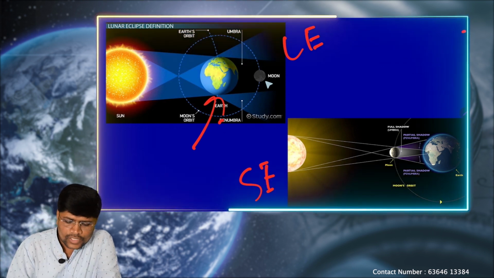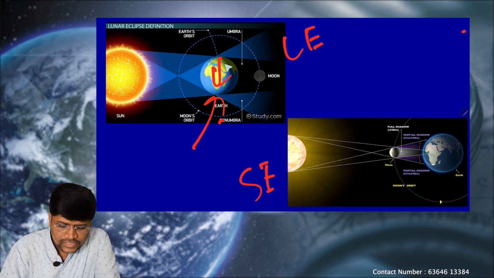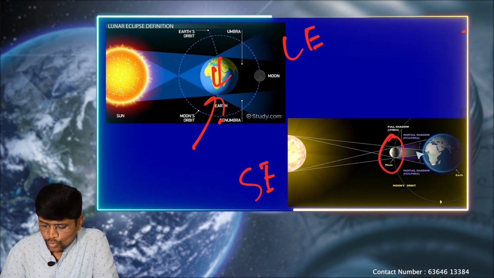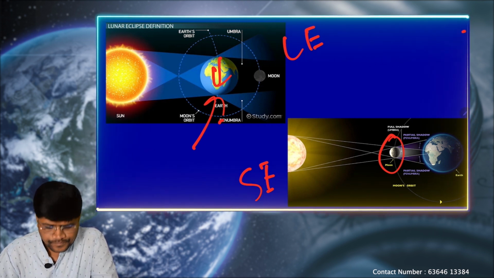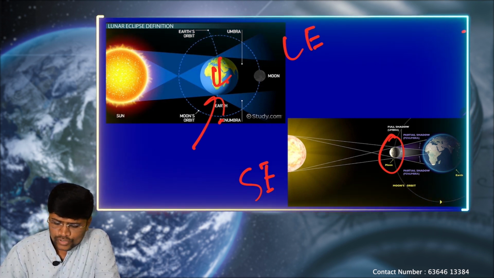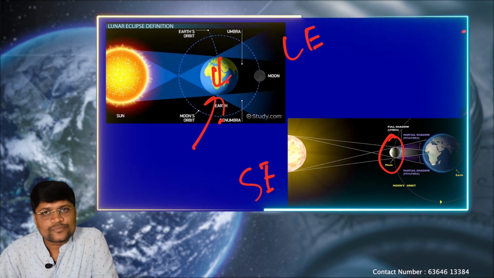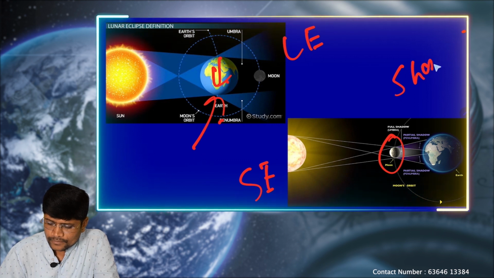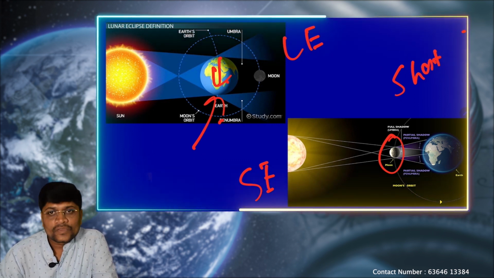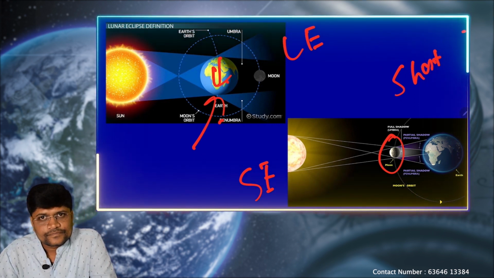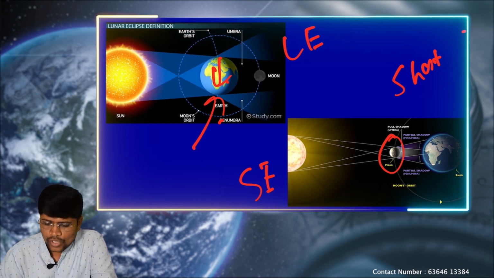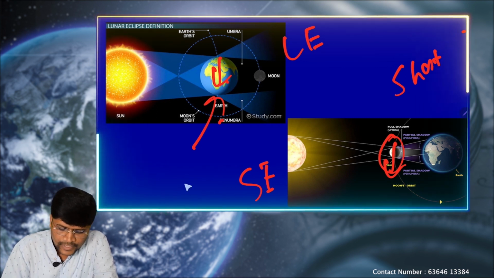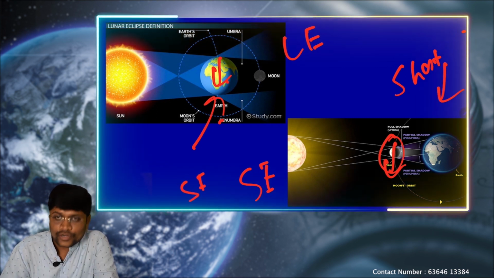We know that during the lunar eclipse, earth comes between the sun and moon, and during the solar eclipse, moon comes between the sun and earth. When compared to the earth, the moon is very small in size. So in that case, it will take a very short time to cross the shadow of the sun. That means it will take a very short duration to come in between the earth and sun. So we will say the solar eclipse has a very short duration.